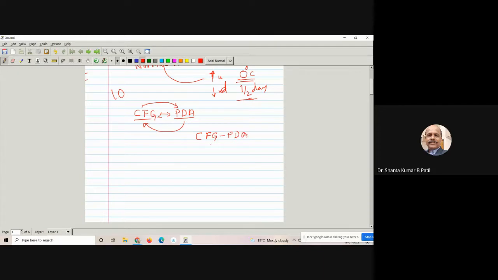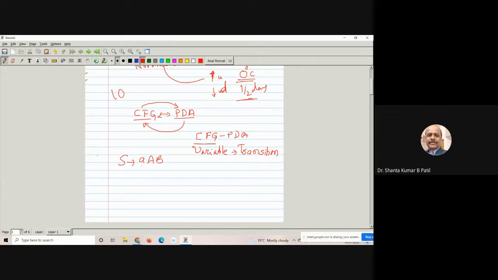That means the variables are given, and you need to convert them into transition functions, because the PDA uses transition functions. Hence we are converting the variable into the transition function. I'll take a simple example. CFG is always in the form of production. For example, S goes to AB. S produces AB.